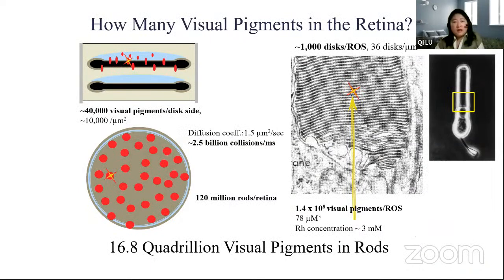And here's a question. How many visual pigments are in the retina? We know that there are about 40,000 visual pigments on one disc side, and their diffusion is relatively free around the discs, at a speed of 1.5 micrometers squared per second. In total, there are 16.8 quadrillion visual pigments in rods. So with such a dramatic number of visual pigments, it's really hard for a photon to escape from all these discs.